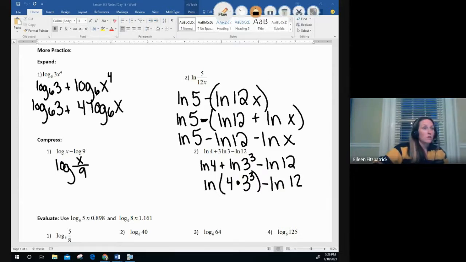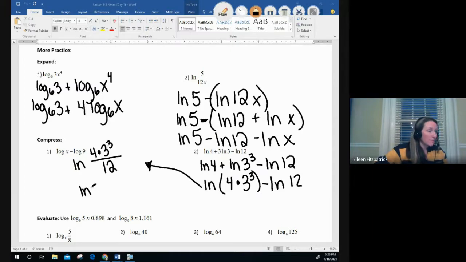So hold on one second. I'm going to have to do the work over here. I don't like doing that, but all right. So now subtraction pairs with division. So I have ln of 4 times 3 to the third over 12. You can do the multiplication and division, and when you simplify, you're going to have ln of 9.